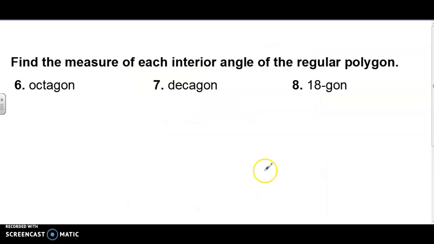So here it says find the measure of each interior angle of the regular polygon. If you could pause your screen, try these out. If you're not completely sure, watch me do number 6, and then pause the screen and try 7 and 8. When you're all ready, press play and watch the answers come up on the screen.